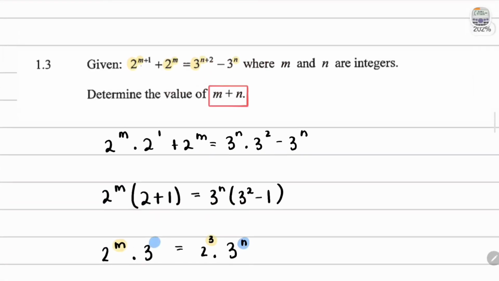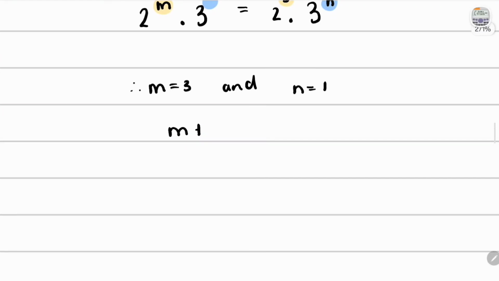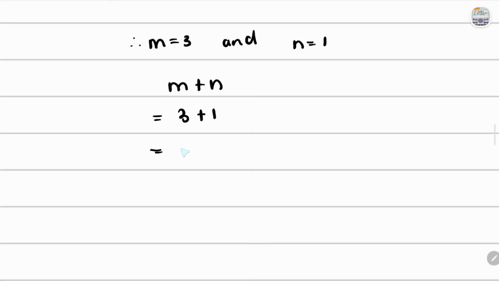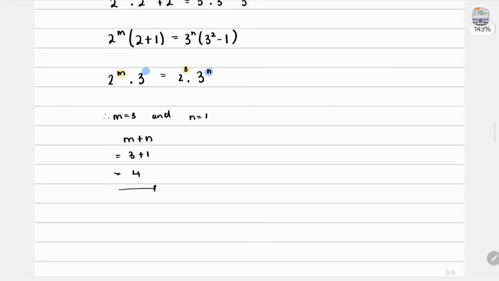Okay, so solving their question, that was m plus n. Determine the value of m plus n. So this would be 3 plus 1, which is finally equal to 4. And that is our answer.